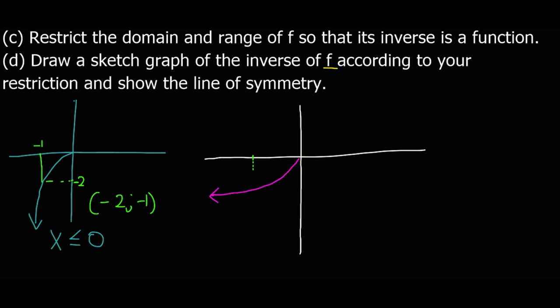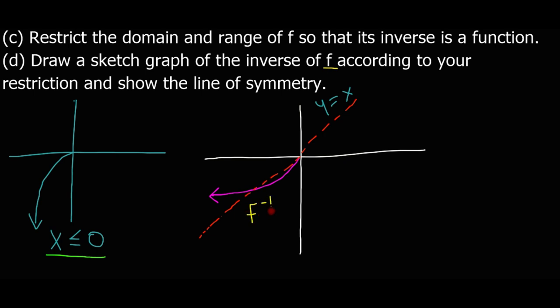So now for the graph of the inverse, the restriction was x is less than or equal to 0. So now this is our graph. And then we draw the line of symmetry. What we know about the line of symmetry is that it always passes through the origin. It will be something like this one. This line of symmetry we name y equal to x. And then we name this graph f inverse.